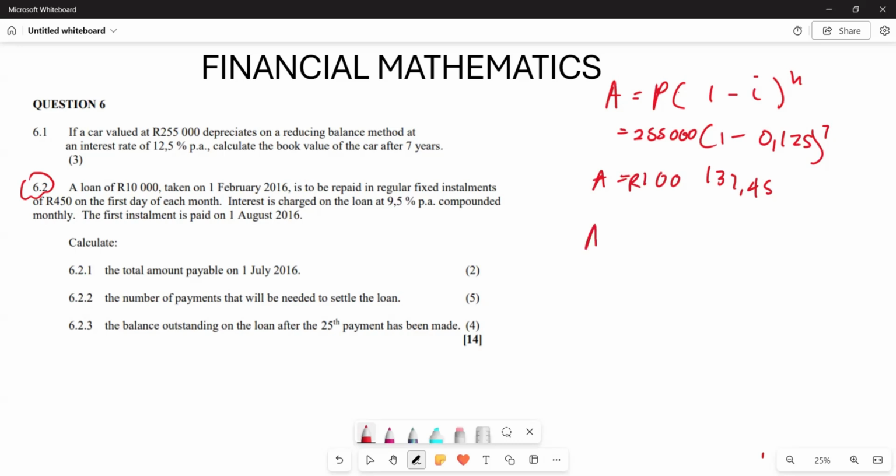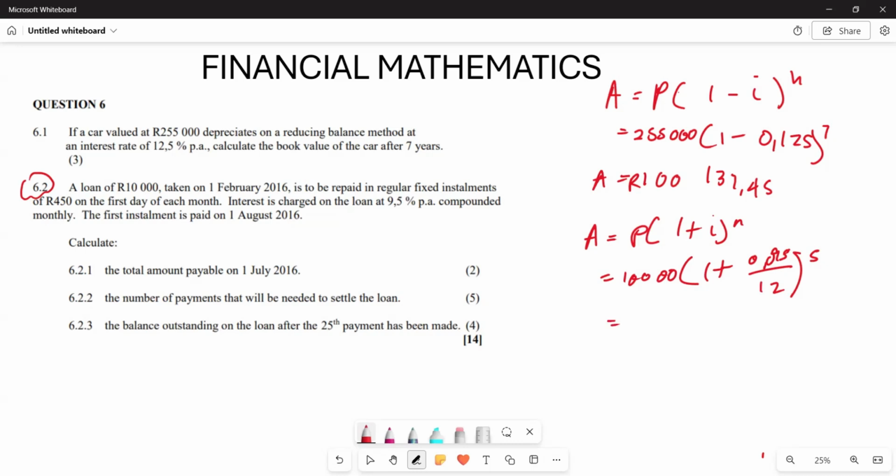So you're going to ask what the value of this particular 10,000 is after 5 months. Remember, after 5 months there is still no repayment, right? So this is going to be 0.095 over 12, for how long? This is for 5 months, right? So you are not going to say 5 multiplied by 12 months. That's going to be incorrect, right?